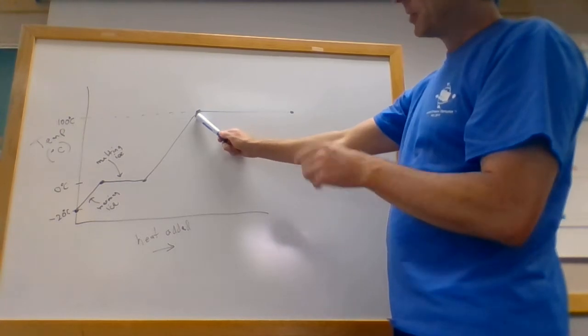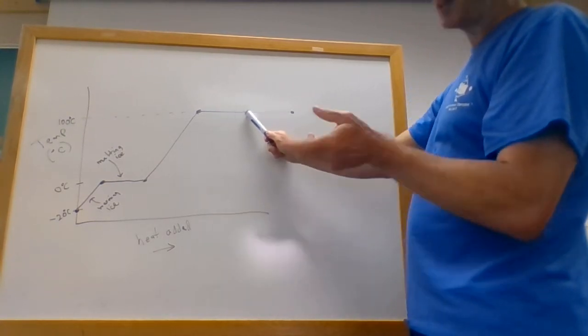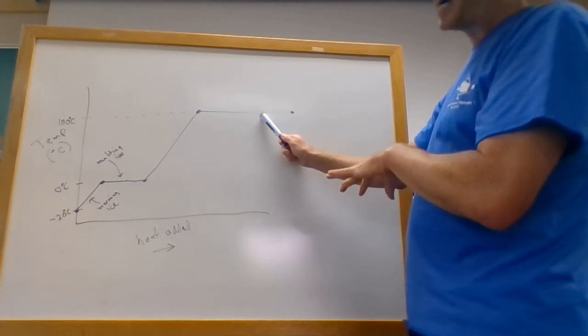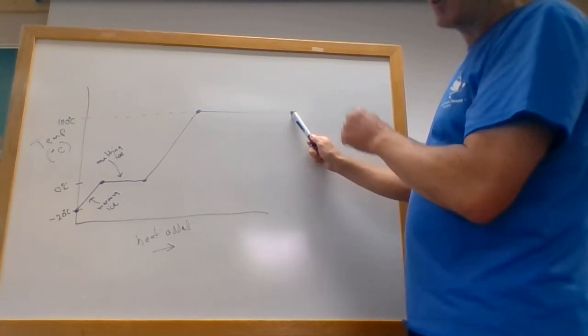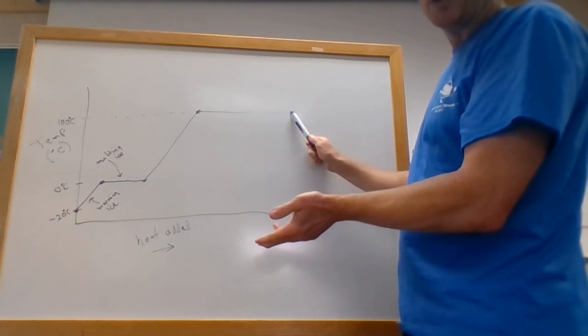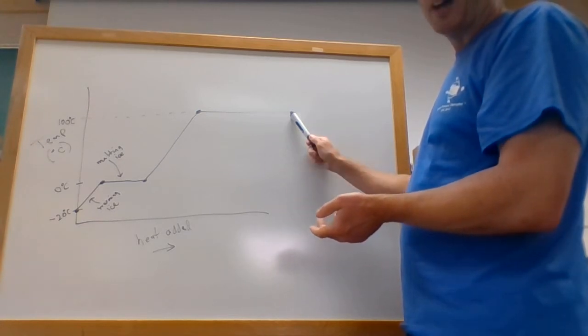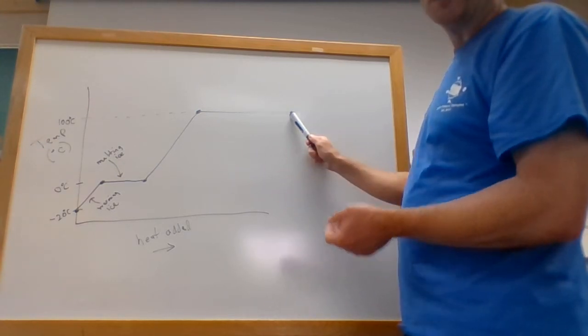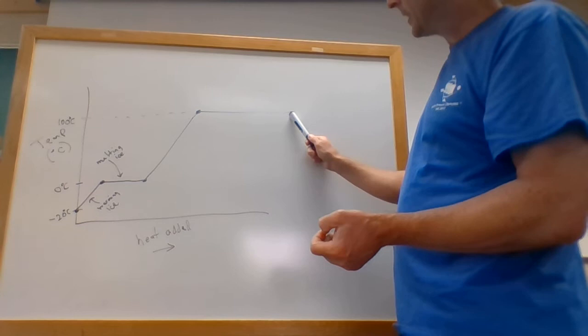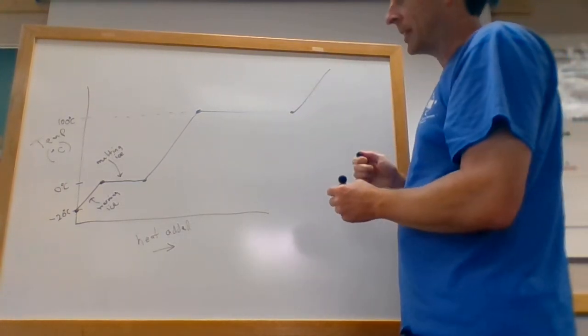Here it's all liquid water at 100 degrees. As I move across, I'm converting more and more of it into gas. When I get to the end, that's where the last drop of water converts into the gaseous form. And then finally, if I heat it up some more, the temperature of the water vapor or gas can go up again. So that's going to create another diagonal section.